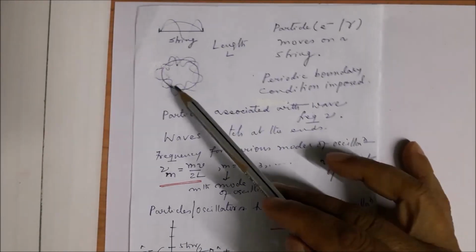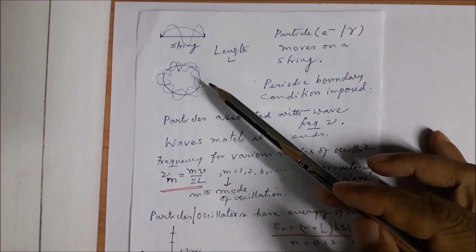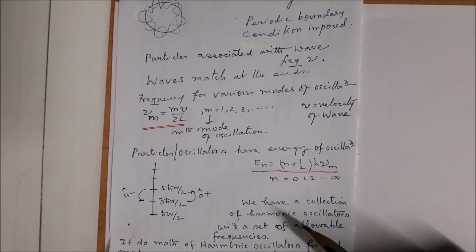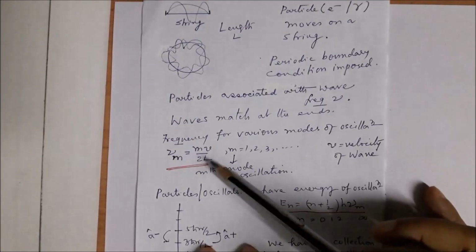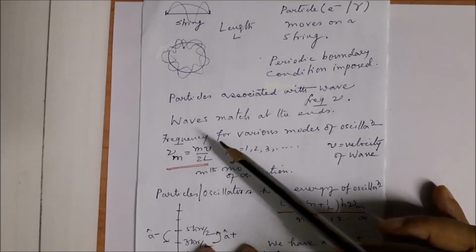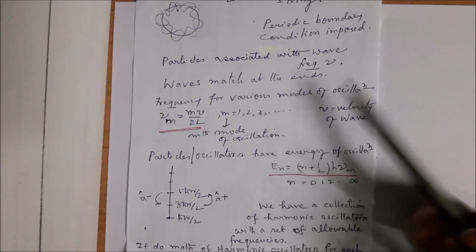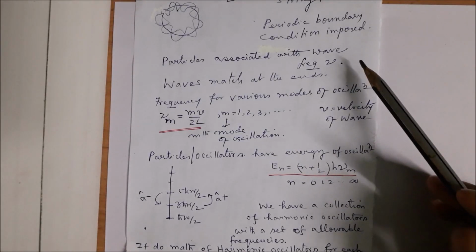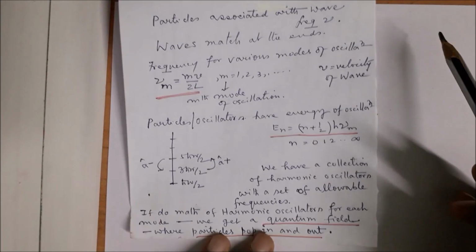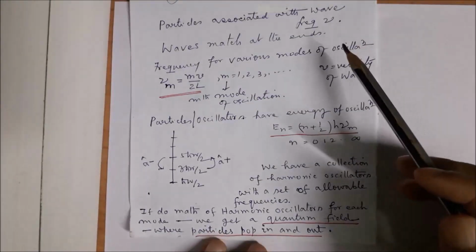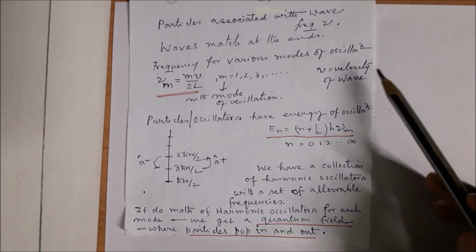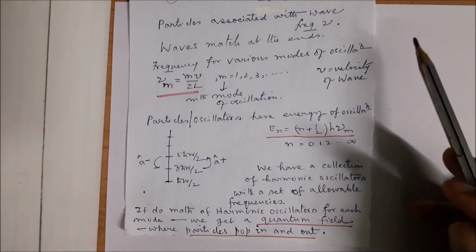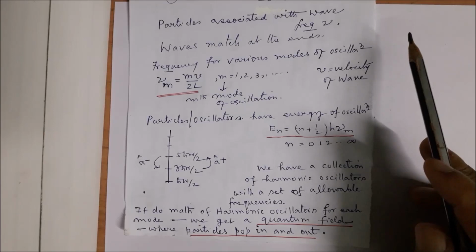Consider a string in which several oscillators or oscillating particles having energy En are moving, and the associated waves correspond to m modes of oscillation. So we have to deal with a collection of harmonic oscillators moving with allowable frequencies that generate the quantum field, where particles pop in and pop out. Let us end with a note that it was a crude description intended to convey the current understanding about the building blocks of the universe.